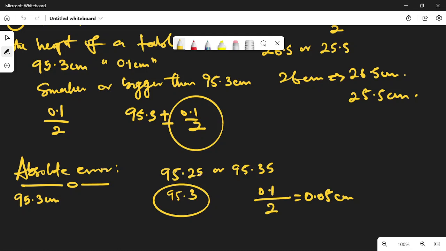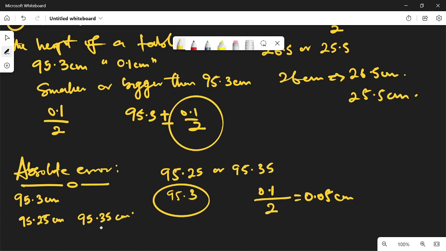What is it called? The approximate difference here is 0.1. So we have this absolute error to be 0.05. Therefore, if you measure a value to be something like 95.25 in centimeter, then you are correct. If you measure it to be something like 95.35, are you seeing it now? You are also correct.